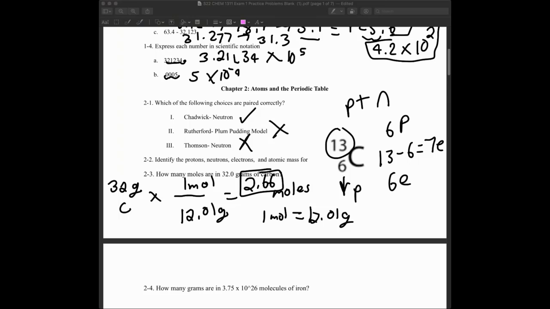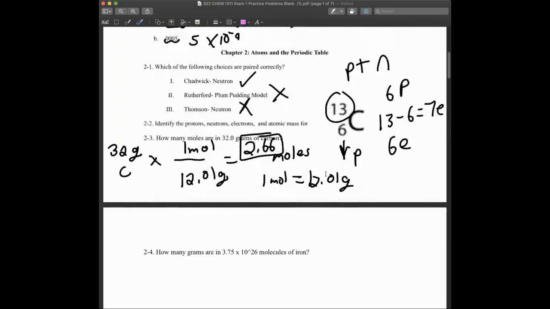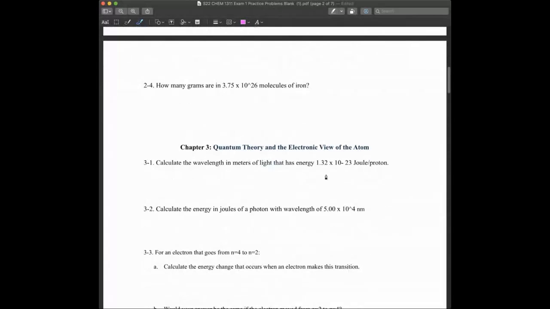Any questions so far? Questions? Okay, we can keep going. Next question. How many grams are in 3.75 times 10 to the power 26 molecules of iron? So what's going to happen here is we're going to take 3.75 times 10 to the power 26. We need to get to grams, but we started with molecules, okay? So we can't really go directly from molecules to grams.